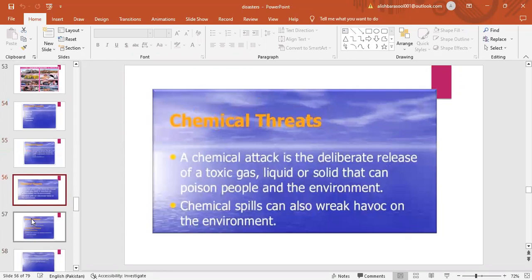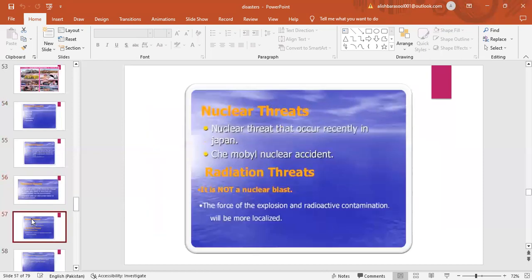A chemical attack is a deliberate release of toxic gas, liquid or solid that can poison people and the environment. Chemical spills can also wreak havoc on the environment.